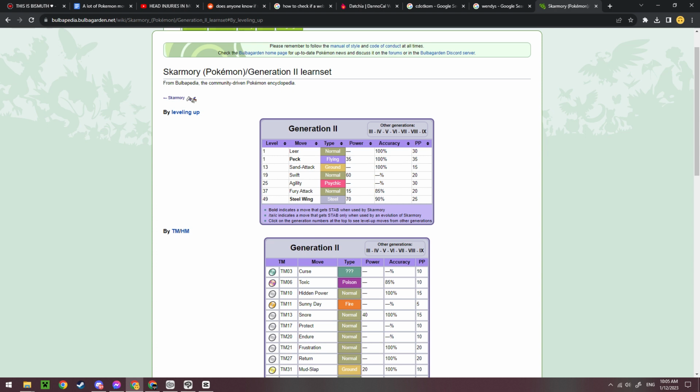The strongest move it can learn is Steel Wing, a 70 base power, 90% accuracy move, and that's the only Steel move it learns. I bet everyone can see how much of a problem this is, not only because it's the only STAB Steel move, weak and with 90% accuracy, but the other STAB move it has is Peck, which is infamous for being one of the worst moves in the game.